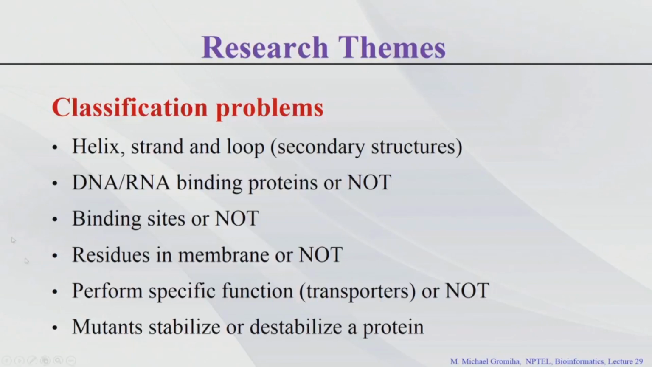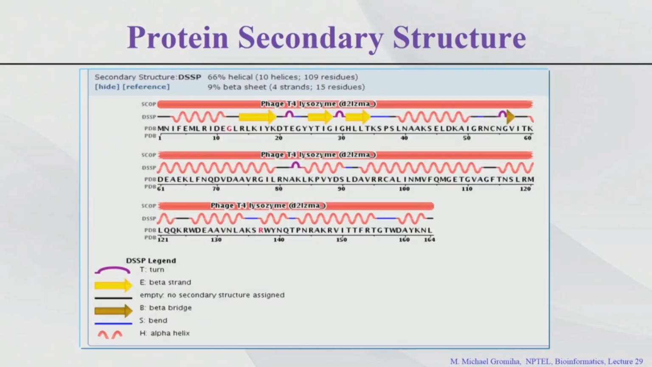Likewise, you can see the membrane, where the residues are located. Then you can see some functions. If you have a sequence, you can check whether it can perform the transport or not. Then we can see the mutations, which we also discussed in the earlier classes, whether they will stabilize or destabilize. I will tell you more details.